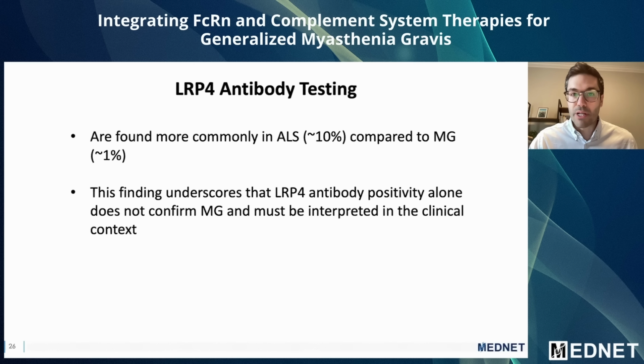Now, LRP4 antibody testing is a little bit more complicated. There have been studies that have shown that these antibodies are actually more common in ALS, reported about 10% compared to MG, as I mentioned previously, potentially around only 1%. So this finding underscores that the LRP4 antibody positivity alone does not confirm MG, and you really have to take it into context with the clinical situation, your exam findings, and electrophysiologic testing.